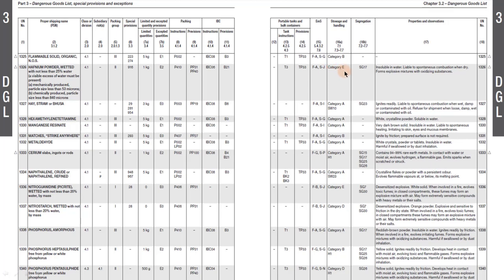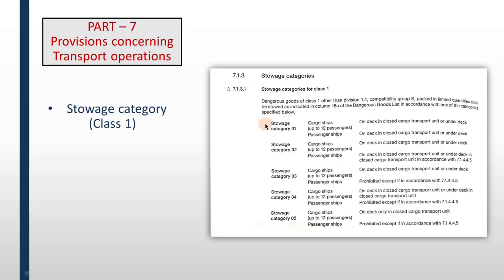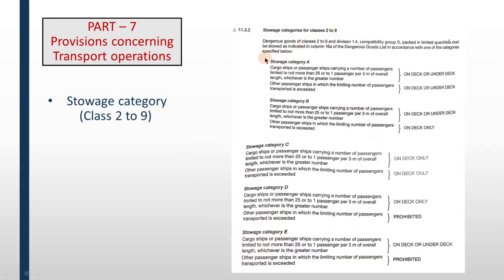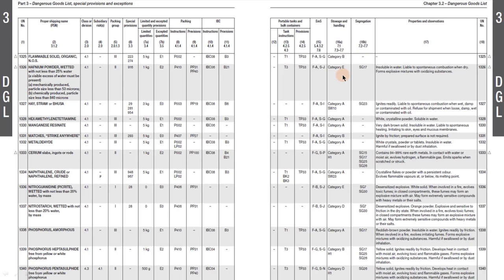We have already discussed the stowage categories in volume 1 of the IMDG code. Category 01 to 05 are for class 1, and for classes 2 to 9 there are category A to category E. The substance that we were looking for had stowage category E, right? So it can be stowed on deck as well as under deck. So let us look at the next substance. The next substance is UN number 1327, hay, straw or bhusa. You might be amazed to know that bhusa, which is a Hindi word, is also a proper shipping name.